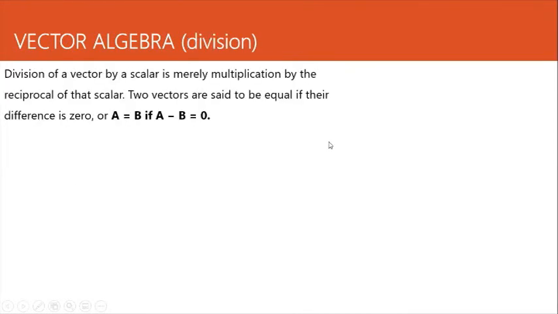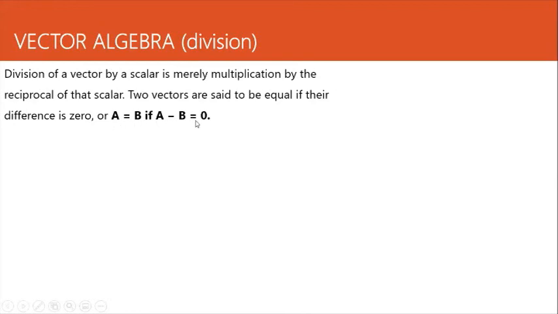Okay, next. How about naman sa division ng mga vectors algebra? Division of a vector by a scalar is merely multiplication by the reciprocal of the scalar. Two vectors are said to be equal if their difference is 0. Okay, A equivalent to B if A minus B is equal to 0.